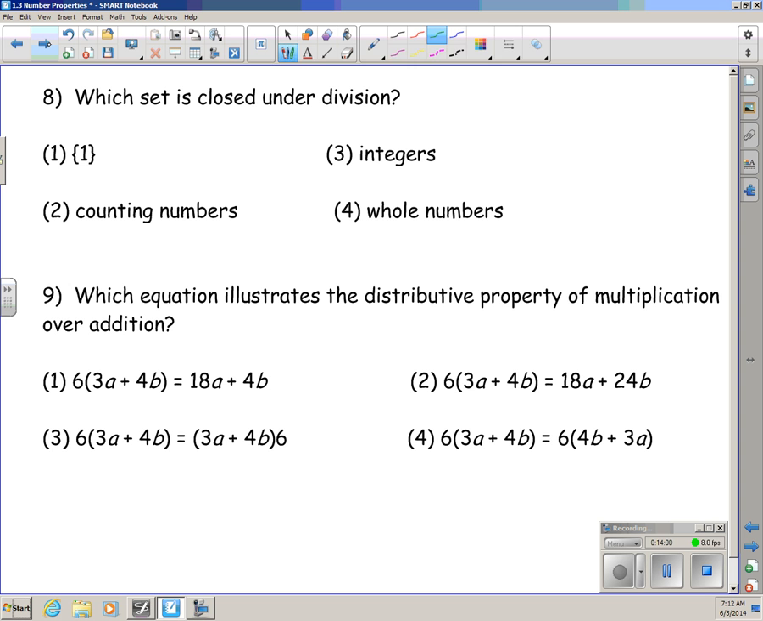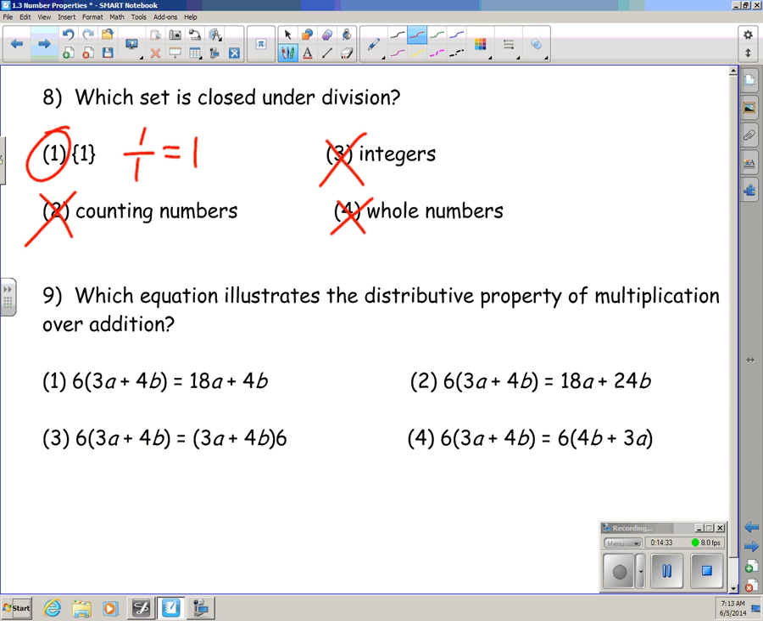8. Which set is closed under division? Well, we know integers are not closed under division. We proved that on the front. And since whole numbers are types of integers, they're not going to be closed under division. And counting numbers are types of whole numbers, and they're not going to be closed under division. So the only answer is the given set of 1, because 1 divided by 1 will be 1.